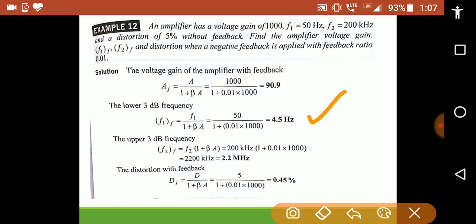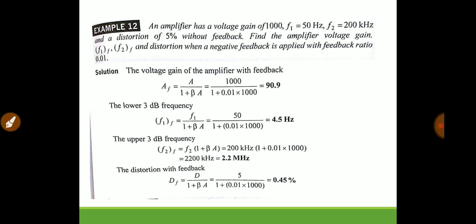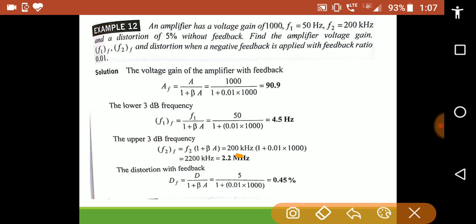Now the third parameter is the higher cutoff frequency F2F. We know that when negative feedback is applied, the higher cutoff frequency will increase by factor 1 plus beta A. So F2F equal to F2 into 1 plus beta A equal to 200 kilohertz multiplied by 1 plus 0.01 into 1000 equal to 2200 kilohertz equal to 2.2 megahertz. So this is the higher cutoff frequency.